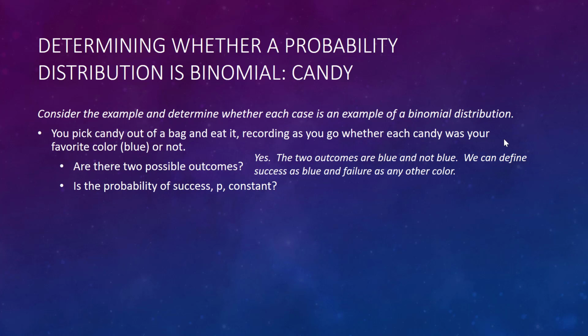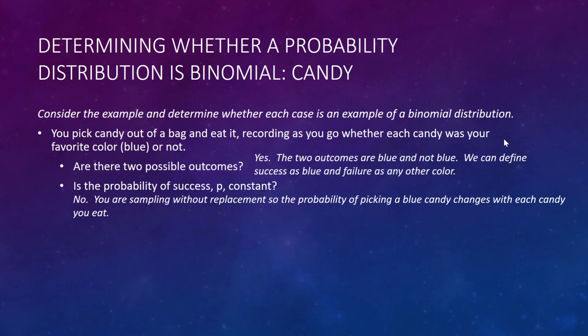Is the probability of success constant? Think about this really carefully. Pause the video and write down your answer and then unpause it to see if you are correct. So the problem here is that we're sampling without replacement. Let's say that there's 20 pieces of candy in this bag. Once you pick out a piece of candy and eat it, there's only 19 pieces of candy left. So you change the probability every single time you pick out a piece of candy and eat it.